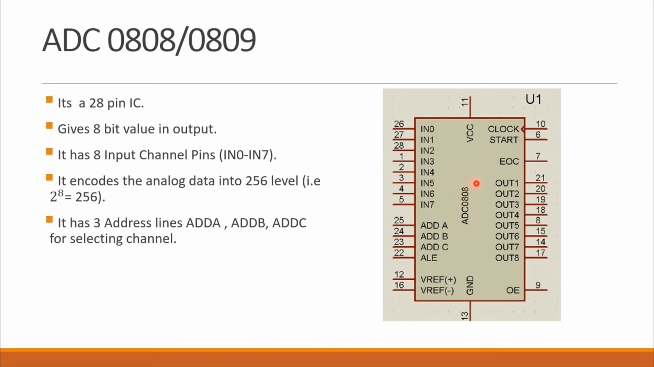Once the conversion process is completed, this ADC will give a high to low pulse to this EOC pin, which will be sent to the microcontroller. The microcontroller will know that conversion has been completed. The microcontroller will give a low to high pulse to the output enable pin. Once this gets output enable as low to high, the ADC will send this converted digital data to the microcontroller. Clear? These are the steps it follows, and in the same way, we have to write the program.